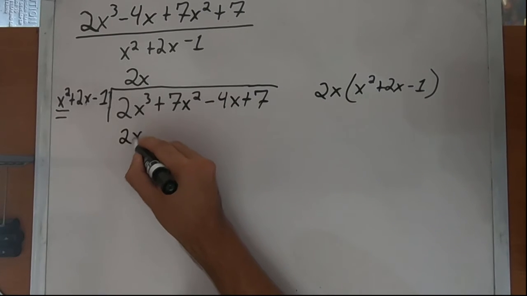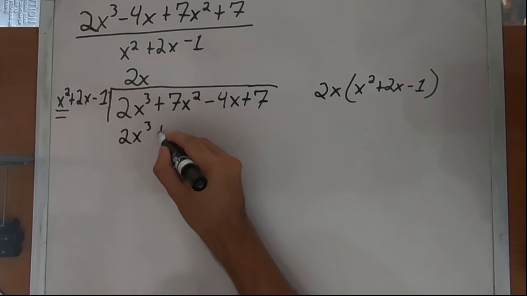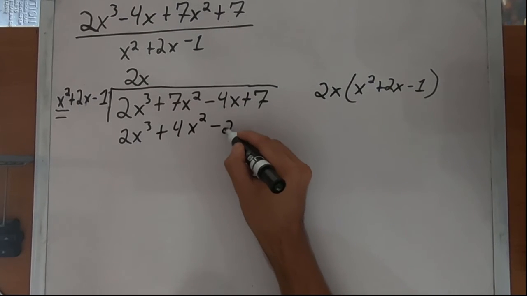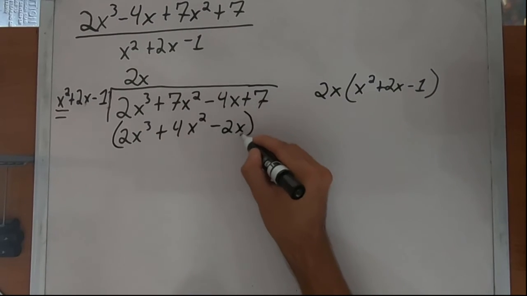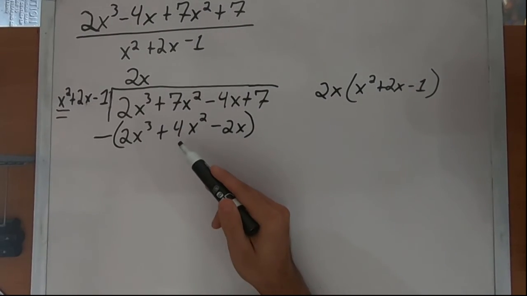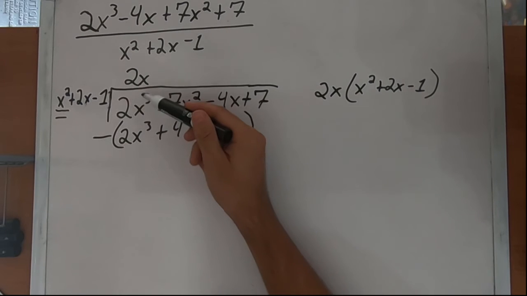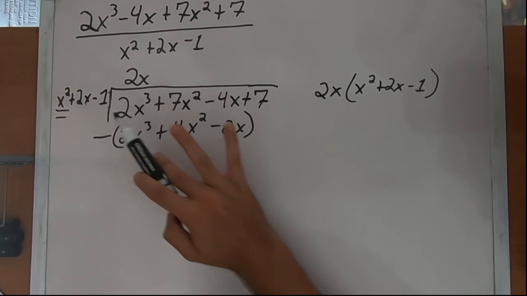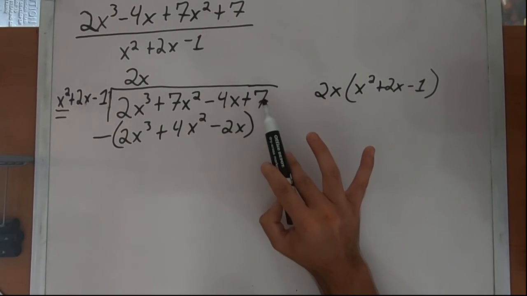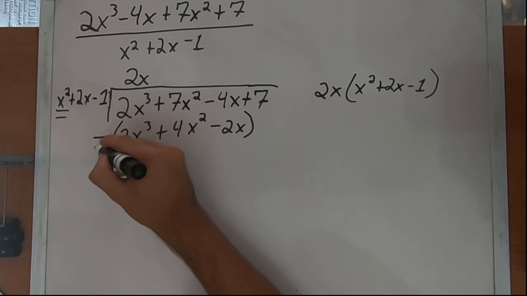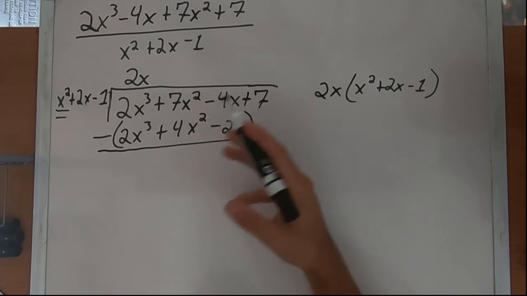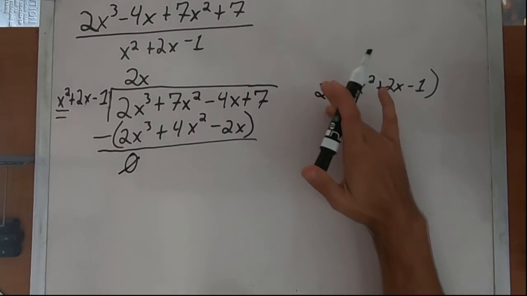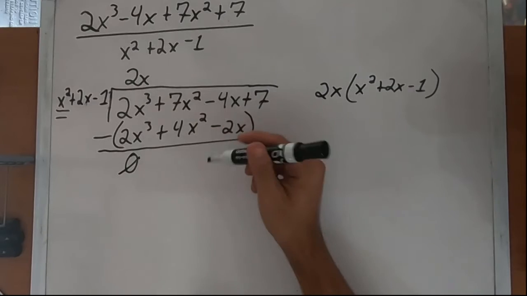So we got 2x cubed plus 4x squared minus 2x. You're subtracting the whole thing. So notice that the powers line up perfectly: x cubes, x squareds, and x's. That's why you want to write it down in decreasing powers. It helps a lot in organizing your thoughts, and really that's just how you do the math. So this is going to be 0. That's why we chose 2x to give us that.